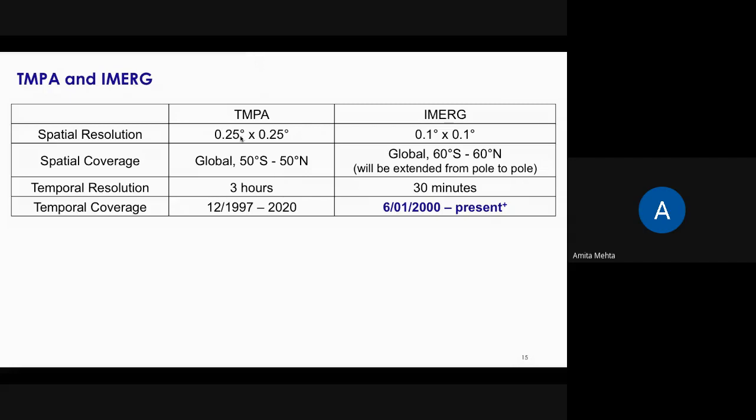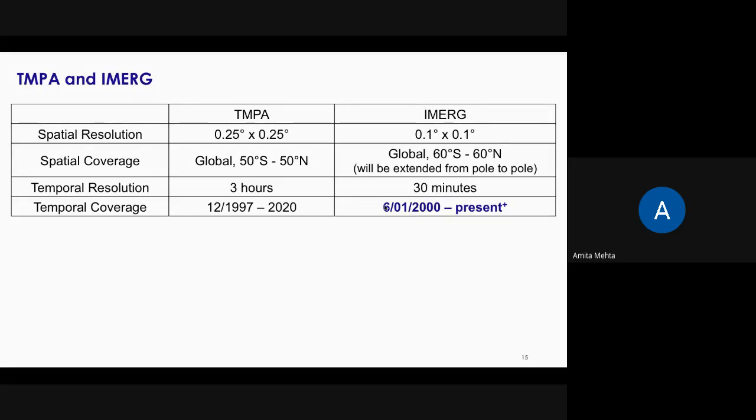TMPA, which was available at 1/4 degree resolution in 50 south to 50 north latitudes at 3-hour interval. iMerge has improved that with 1/10 of a degree resolution. Currently, it is covering 60 south to 60 north, but it will be available pole to pole very soon. And the temporal resolution is every half hour. Every half hour, you get an image.